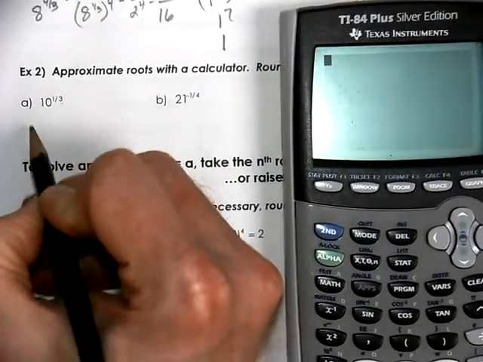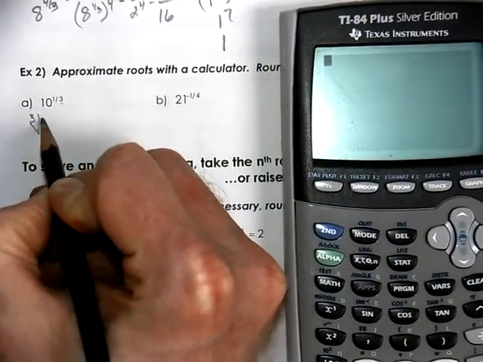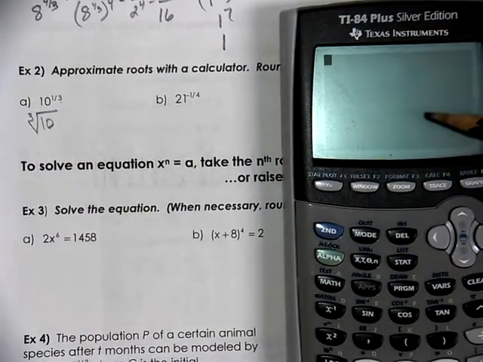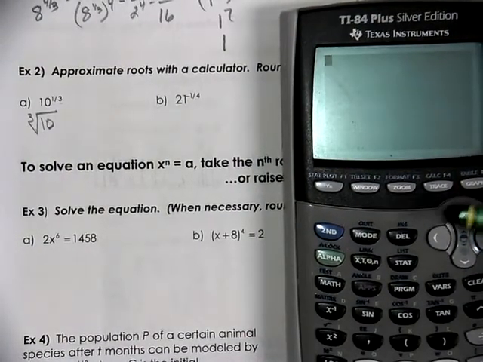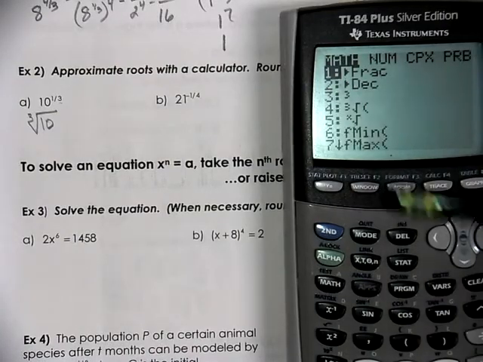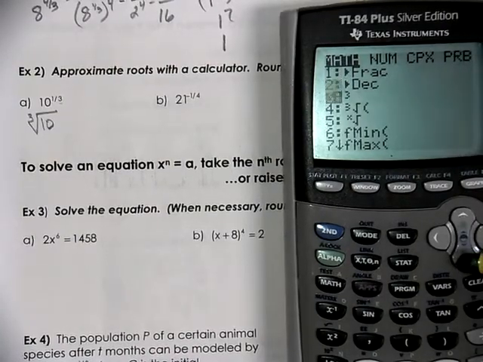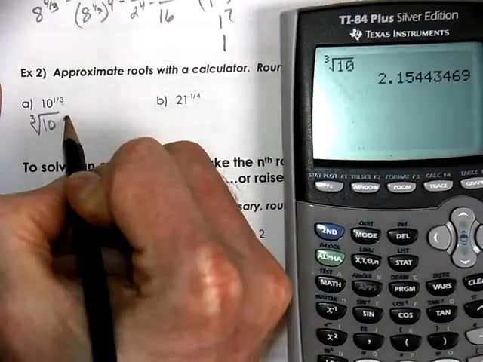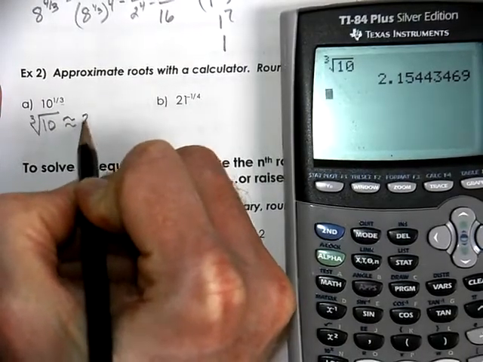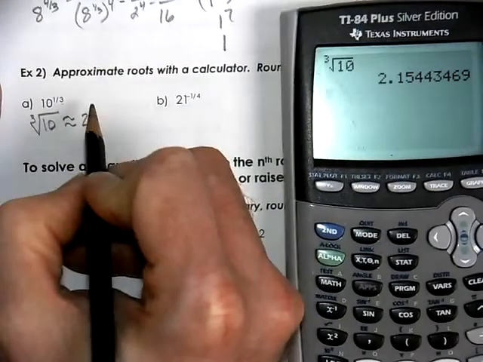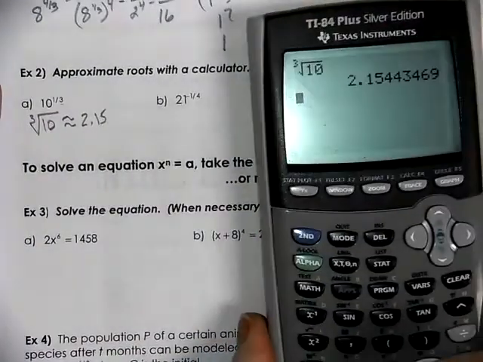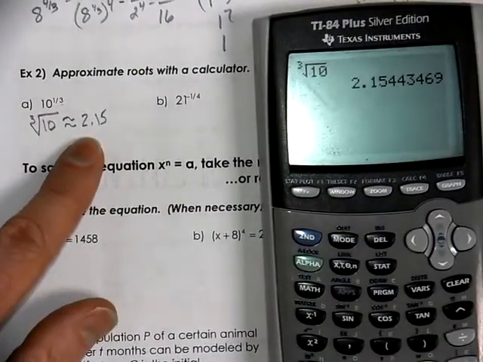Here we know the 1/3 implies that we are doing the cubed root. So to get a cube root on your graphing calculator, you hit the math key, and number 4 takes you to the cubed root, and you can write 10. So that comes out to be approximately 2.15, and that's rounded to the 100th.